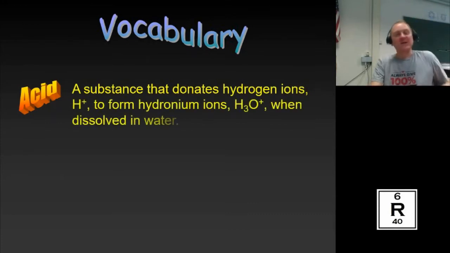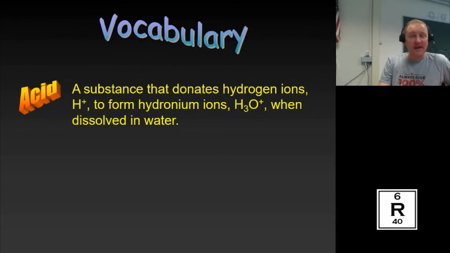So, definitions. The first definition is we're going to define an acid, and we'll define a base. An acid is a substance that donates hydrogen ions to form hydronium ions, which is H3O positive, when dissolved in water, because water is H2O, and if you add an H positive to H2O, then it's H3O positive, because we added the charge and the hydrogen. So when hydrogen ions are in solution, it makes hydronium, and that's what an acid is.